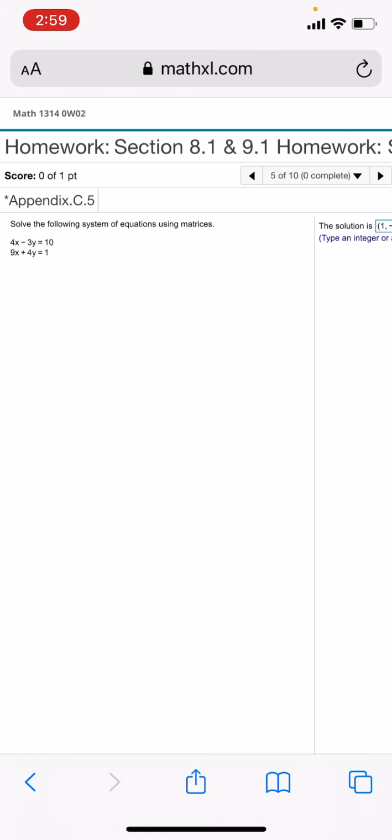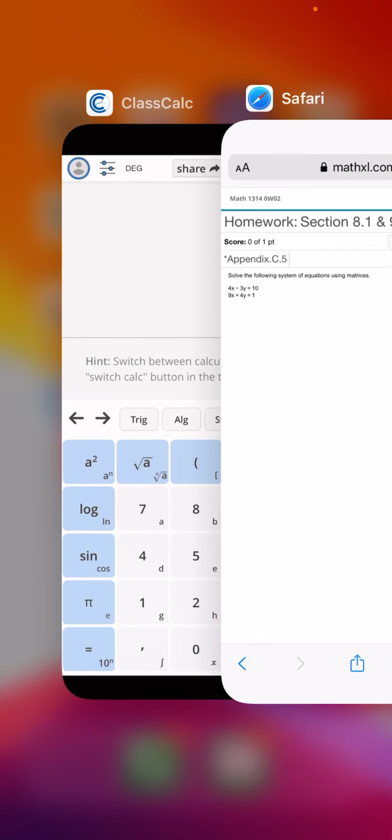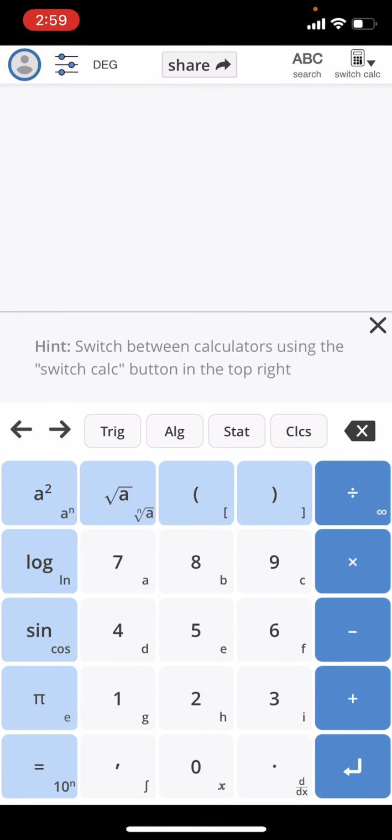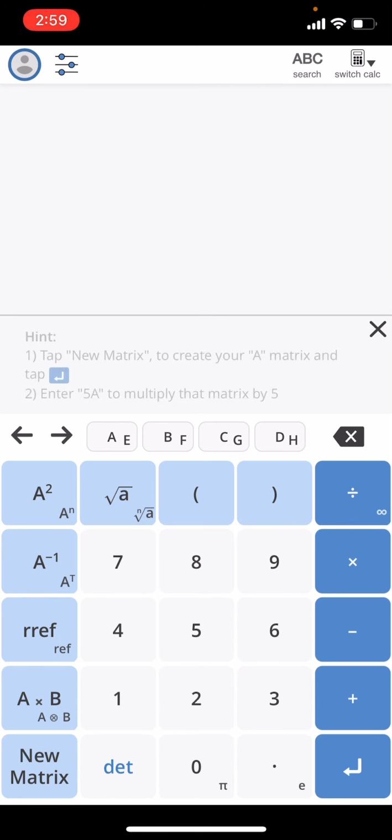So I'm going to do this using ClassCalc. If I open up ClassCalc, because I'm using matrices, I need to find where to input a matrix on my calculator. So I'm going to go to the top right corner. Here it says Switch Calc, and I'm going to choose Matrix. Now it tells me tap New Matrix to create my A matrix, and then tap Enter. So I'm going to hit New Matrix.